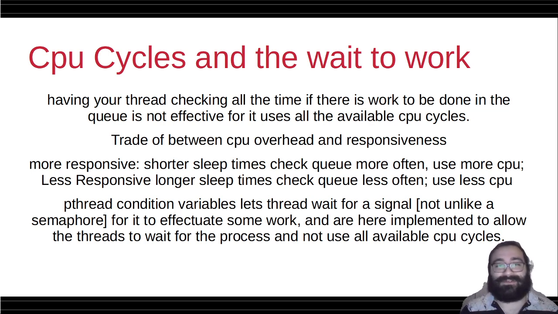More responsive: shorter sleep times, check the queue more often, uses more CPU. Less responsive: longer sleep times, check the queue less often, uses less CPU. Pthread condition variables let a thread wait for a signal, not unlike a semaphore, to effectuate some work, and are here implemented to allow the threads to wait for work and not use all available CPU cycles.